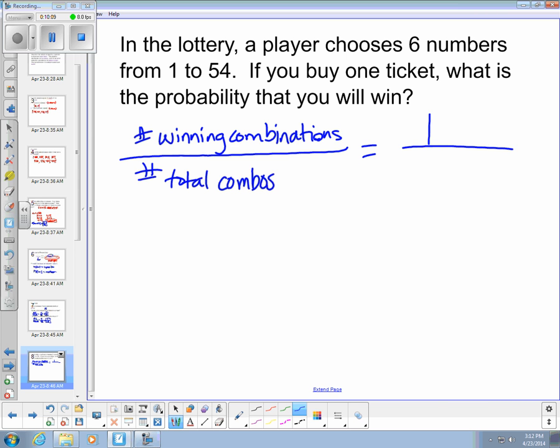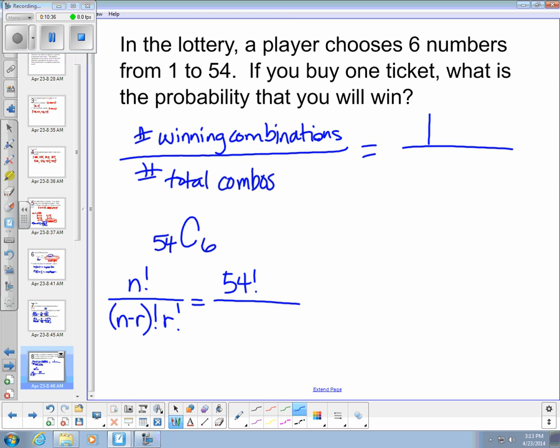Okay, so I've got 54 numbers to choose from, and it does not say that order matters, so I'm going to use a combination here, and I want to choose 6. So how many ways can I choose 6 numbers out of 54 possible choices? Remember your formula. It is n factorial over n minus r factorial times r factorial. So the n is the 54. 54 minus 6 would be 48 factorial, and then r factorial would be 6 factorial. If we expand this out, we're only going to have to go down to the 48.